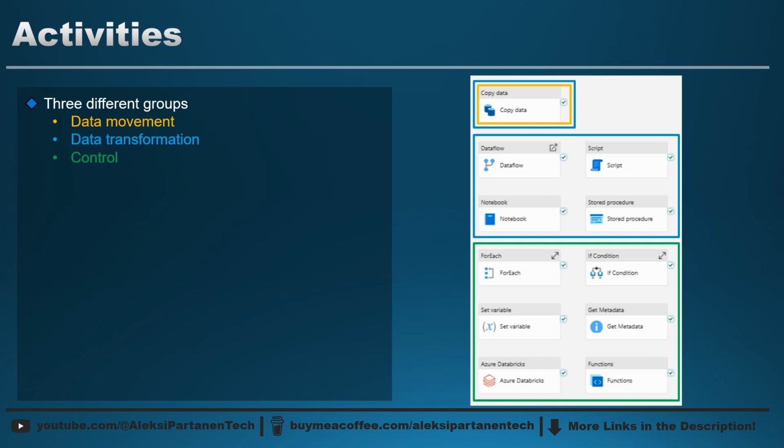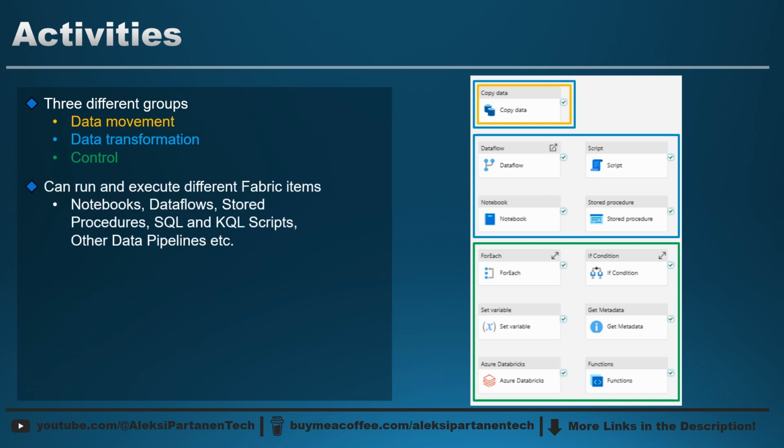Luckily, these categories don't really matter that much, and if you're interested in checking out those, go look at the activity overview documentation on Microsoft Learn to see which activity belongs to which category. Like I already mentioned, activities can run different Fabric items like notebooks, data flows, stored procedures, SQL and KQL scripts, and it is also possible to nest data pipelines, which means that in a data pipeline you can execute another data pipeline.